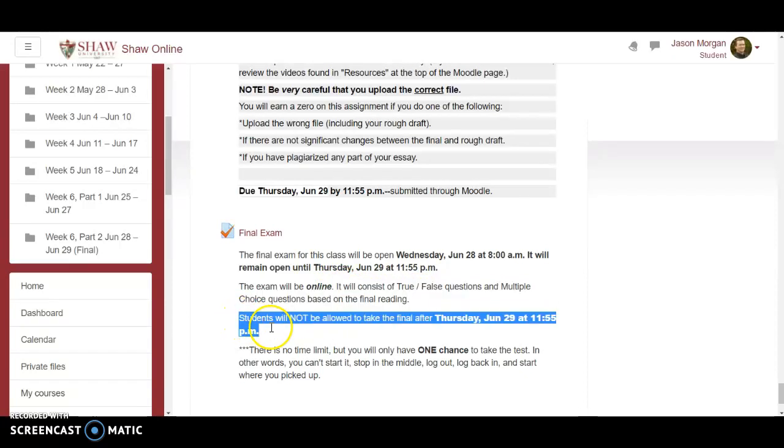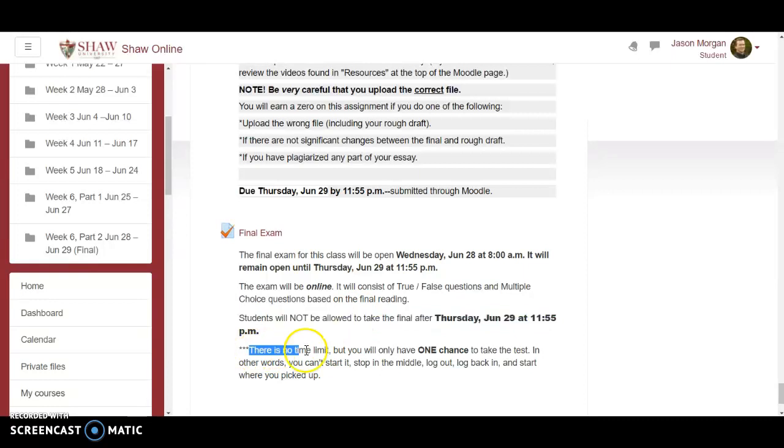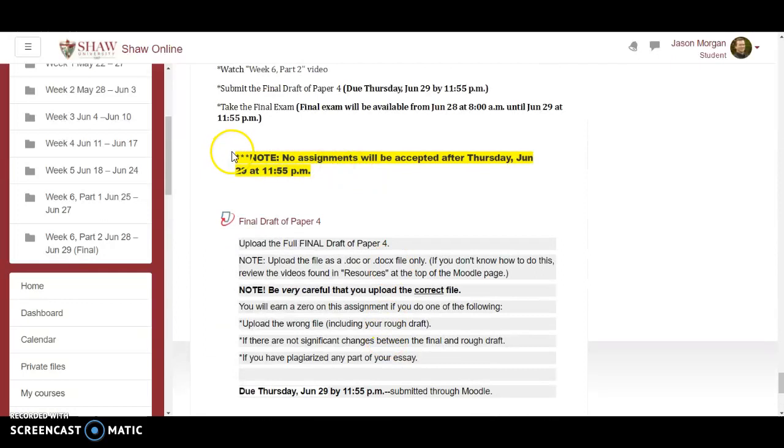You are not allowed to take the final after Thursday, the 29th, because I have to get my grades figured out and turned in. There is no time limit, but you have one chance to take the test. That means you can't start it, stop in the middle, log out, log back in, and start where you left off. Make sure you're 100% prepared before you sit down to take the final exam. Please note also that I will not accept any assignments after June 29th at 11:55 p.m. That's where I draw a line in the sand, saying I now have everything in and can figure out the final grades.